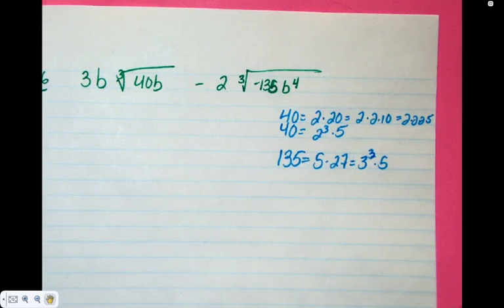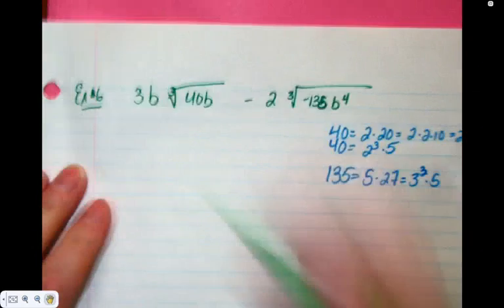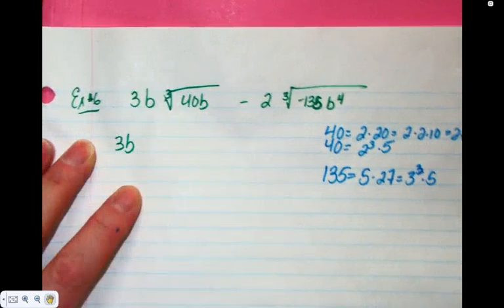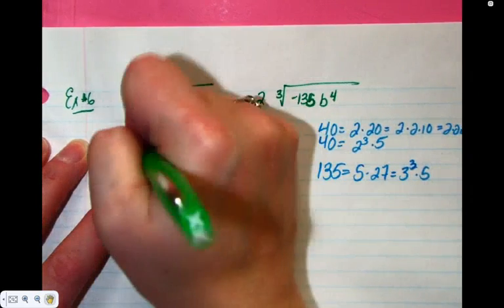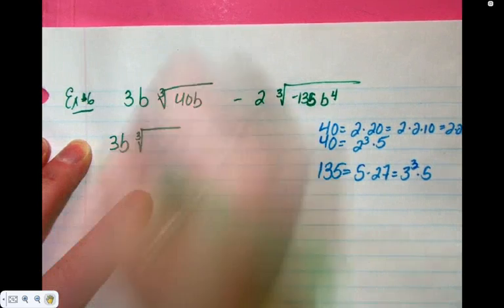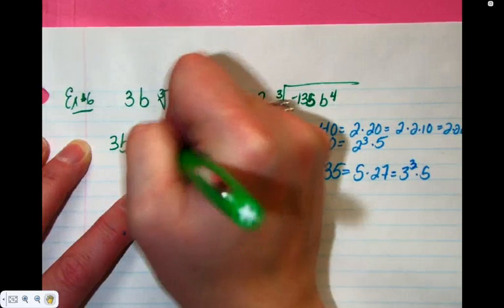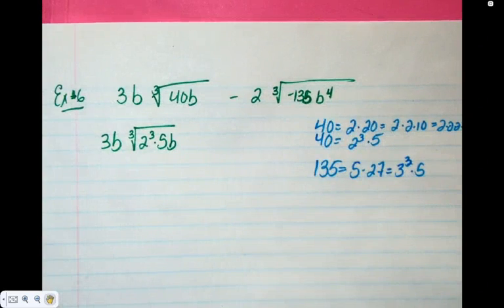Doing okay so far? Okay, so we got this 3b hanging out front. We'll just leave them there. We're going to take our 40, make it 3 cubed times 5, and then I got a b in the back. I meant, I wrote 2 cubed, but said 3 cubed. How about a 2 cubed?